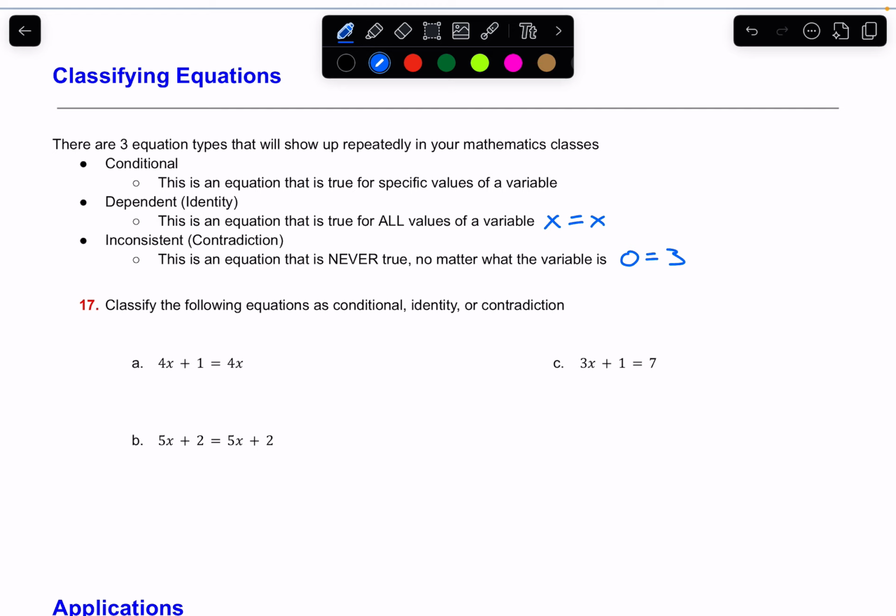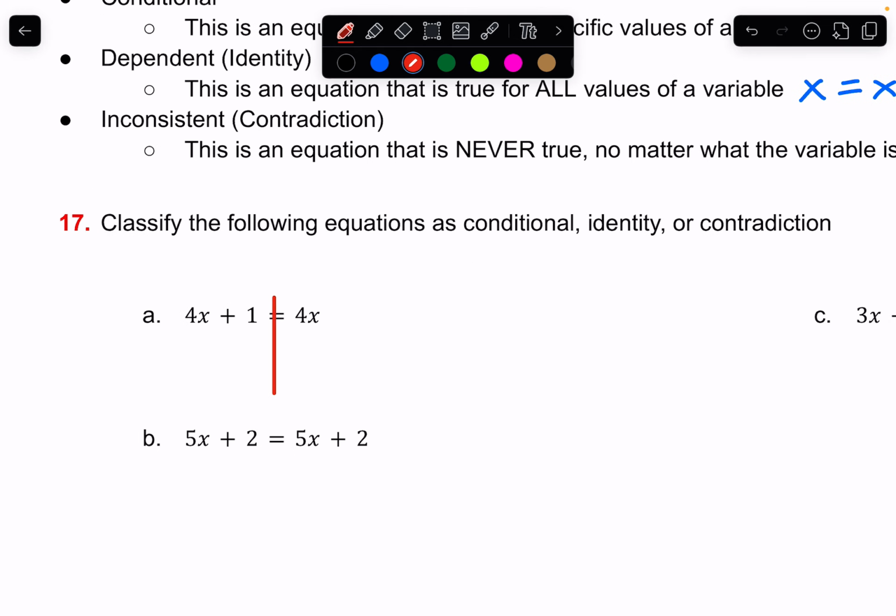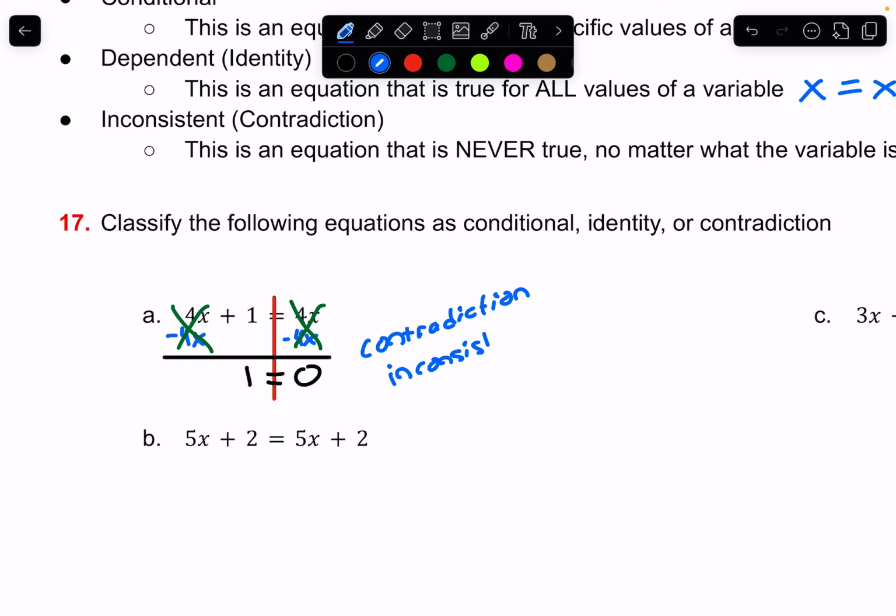So number 17, part A here. 4x plus 1 equals 4x. If I try to solve for x, we're going to see what happens here. I would subtract 4x from both sides. So minus 4x, minus 4x. When I do that, on the left side, they cancel, and on the right side, they cancel. So I'm left with 1 is equal to 0. Well, that's just not true. When you get to something that is not true, that is called a contradiction, otherwise known as an inconsistent equation.